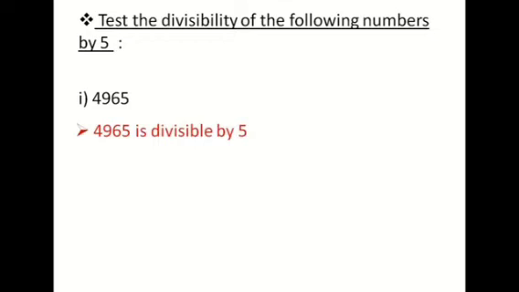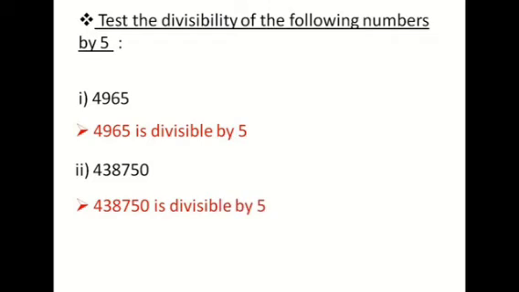Okay. If you finished, go for the next one. It's a quite big number. 4,38,750. So the ones place is here 0. If it is 0 or 5, then only the number will be divisible by 5. So here this number is also divisible by 5. So please write it. Other than 0 and 5, if any number is there, then the number will not be divisible by 5. Okay.